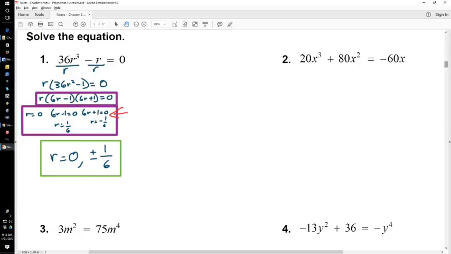Number 2. All right, get everything to one side and divide out the greatest common factor. So if I move everything to the left and put it in standard form, we've got 20x cubed plus 80x squared plus 60x equals 0. And I can divide every last one of those by 20 and an x.